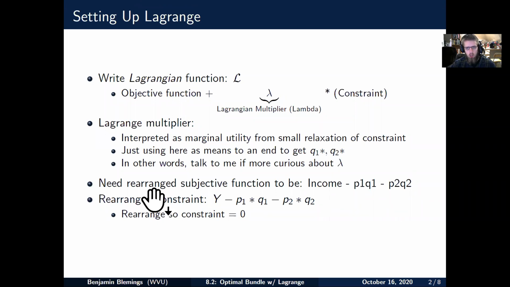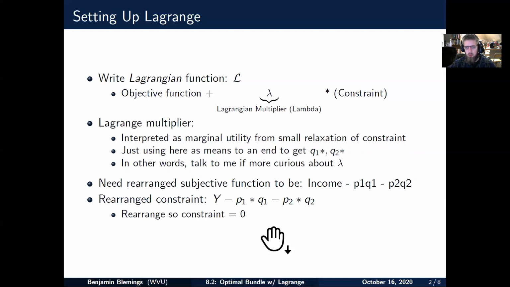All you need to do is plug in the objective function, but for the constraint, you need to do something else. You need to rearrange it so that it's equal to 0. Normally you have income equals price of 1 times quantity of 1 plus price of 2 times quantity of 2. That is, you spend all your money on either good 1 or good 2. All I did was subtract P1 Q1 and P2 Q2 from both sides so that the entire constraint is equal to 0.